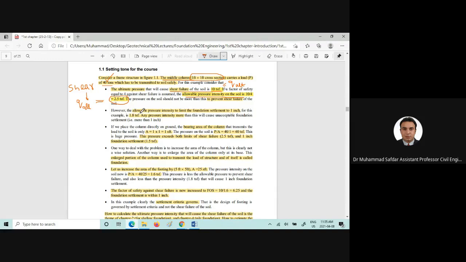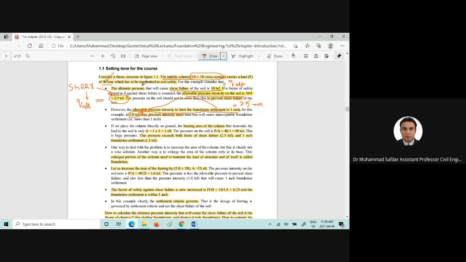Okay, thank you. However, the allowable pressure intensity to limit the foundation settlement, which we discussed in Geotech 2, which is equal to 25 millimeter, okay, this is the allowable pressure intensity to limit the foundation settlement to 25 millimeter. And for this, that allowable pressure intensity is 1.8 tons per square foot. So this will be criterion number two, and this one is the settlement criterion. The first one is the shear failure criterion. And we will discuss the factor of safety in the lower part of this slide.